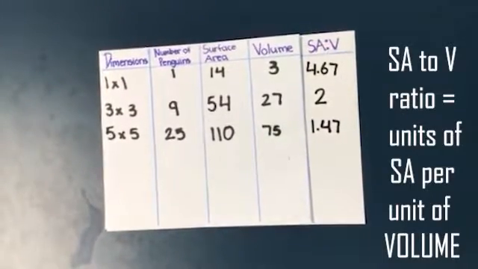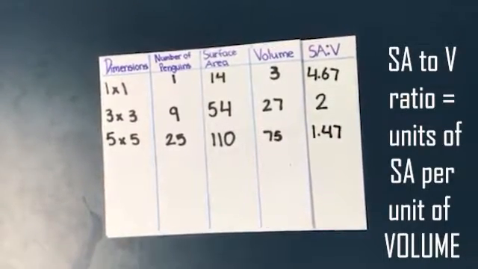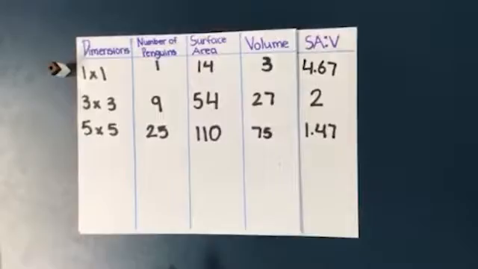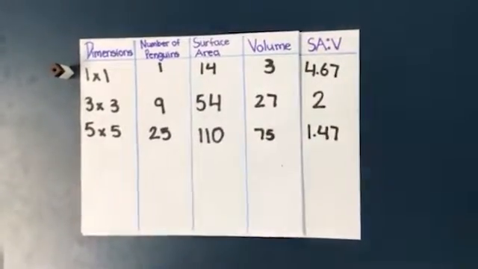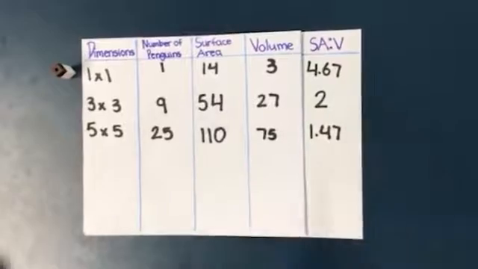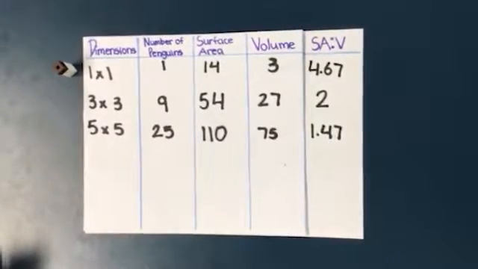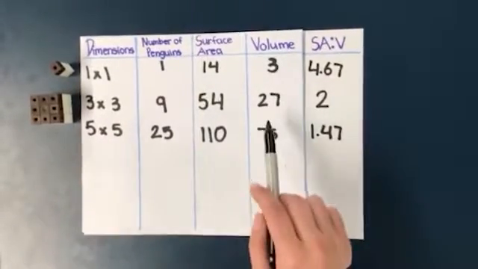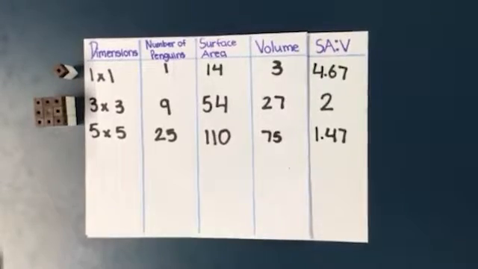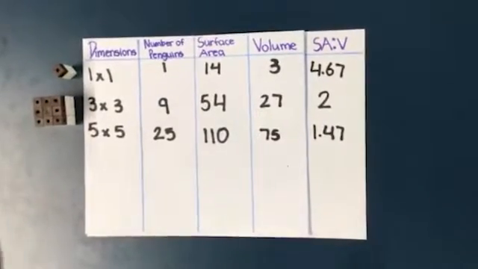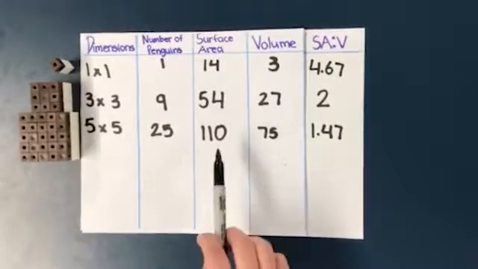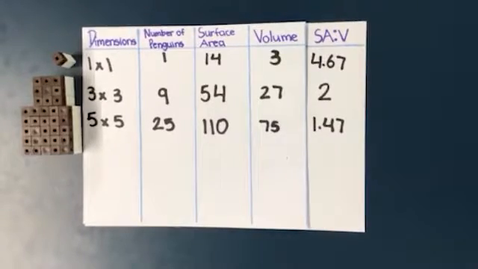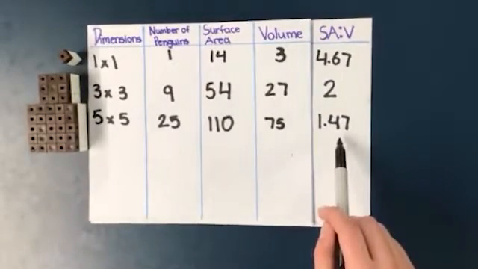The surface area to volume ratio shows us how many units of surface area for every unit of volume. So for 1 penguin, the surface area is 14 and the volume is 3. And when we divide them, we find the ratio of 14 divided by 3 equals 4.67. In the next huddle, there were 9 penguins with a surface area of 54 and volume of 27. The ratio would be 54 divided by 27 equals 2. When there are 25 penguins, the surface area was 110 and the volume was 75, making the ratio of 110 divided by 75 equals 1.47.